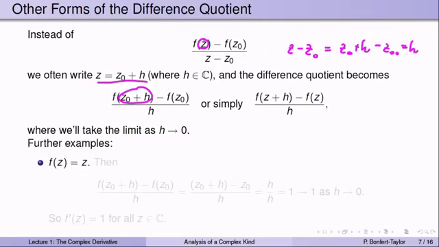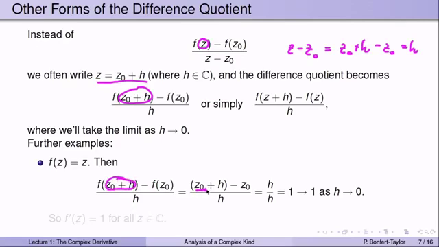So here's another example. Let's look at the function f of z equals z. So the function that assigns to each point just the same point. So what is f of z0 plus h minus f of z0 divided by h? Well, f of z0 plus h is just z0 plus h, which you see right here. F of z0 is simply z0. F just returns exactly the argument that you passed into it.